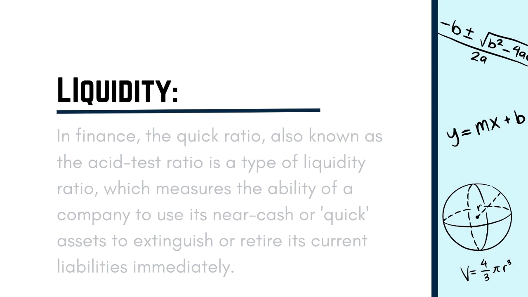Liquidity. In finance, the quick ratio, also known as the asset test ratio, is a type of liquidity ratio which measures the ability of a company to use its near cash or quick assets to extinguish or retire its current liabilities immediately.